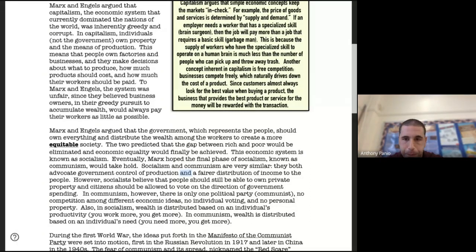and government. The two predicted that the gap between the rich and the poor would be eliminated and economic equality would finally be achieved. The economic system is known as socialism. Eventually, Marx hoped the final phase of socialism, known as communism, would take hold. Socialism and communism are very similar. They both advocate government control of production and a fairer or more equitable distribution of income to the people.